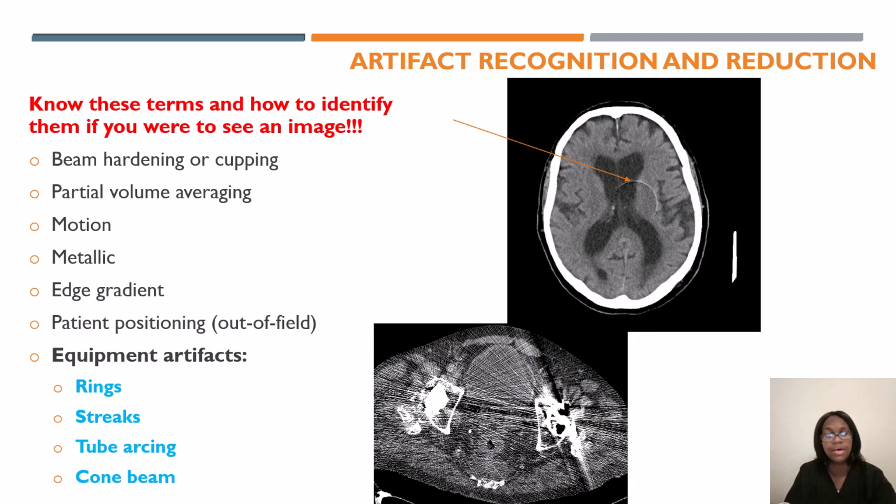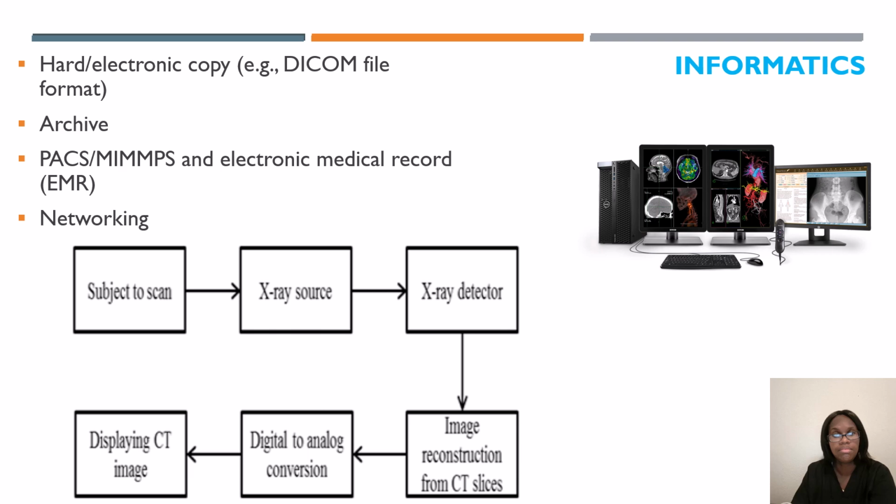Artifacts, I have a video on this. Actually, I think it's labeled CT Registry Review artifacts or something. You can find all of these videos in my CT Registry Review playlist. I think you will find them very helpful. I dive in deep on what is motion artifact, edge gradient artifact, and how it looks on the image. Know your equipment artifacts such as rings, streaks, tube arcing, cone beam.